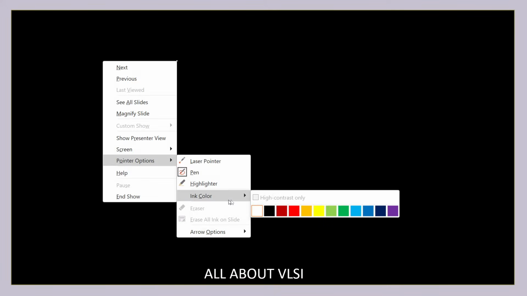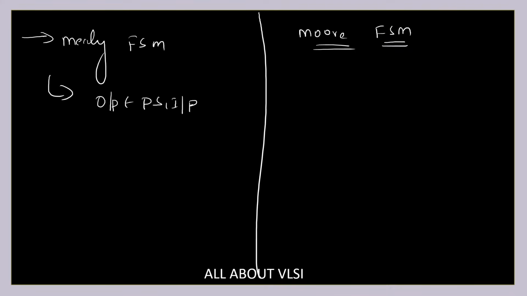Before that, let's briefly recap what are the different kinds of FSMs we have. Basically, we have two types of FSMs. One is Mealy FSM, and another is Moore FSM, right? In the case of your Mealy FSM, your output is dependent upon your present state as well as your input. Whereas in the case of Moore FSM, your output is dependent upon the present state only. It is not dependent upon the input. So this is the difference between Mealy FSM and Moore FSM.